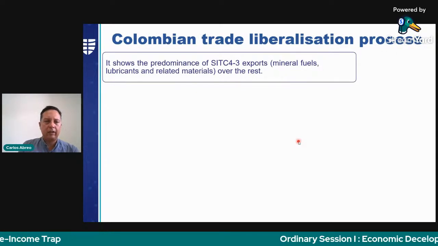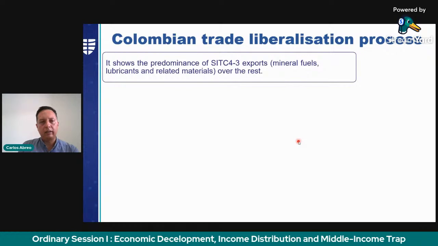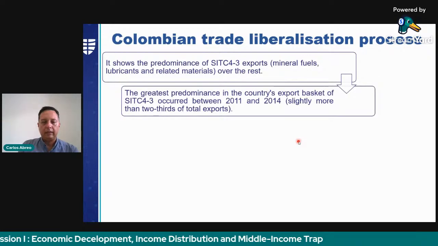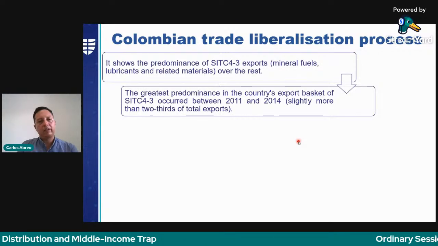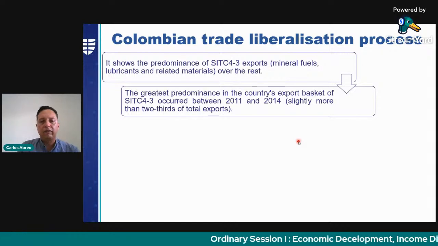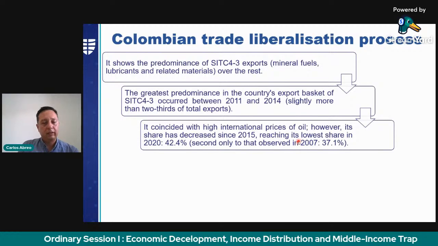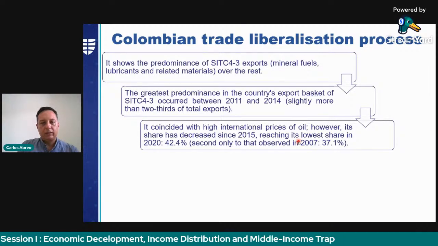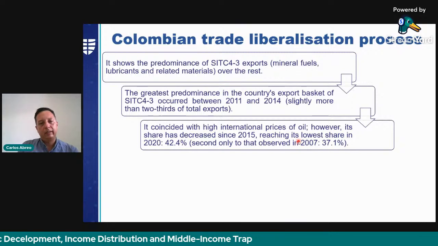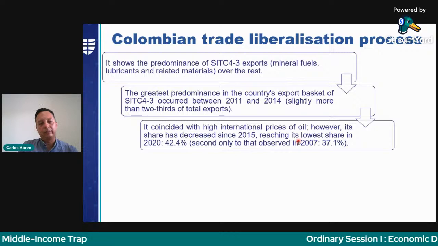The last charts show the predominance of exports composed by mineral fuels, lubricants, and other materials over the rest. It shows a great predominance in the country's export basket between 2011 and 2014, almost 2/3 of total exports. It coincided with the high international price of oil. However, it decreased from 2015 until 2020.